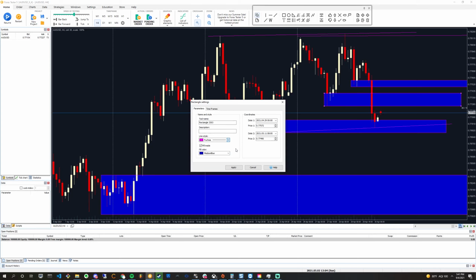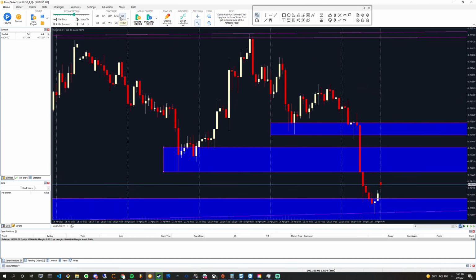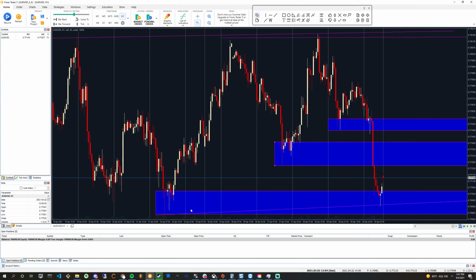What am I trying to do? I don't need to color this. I know what it means. All right, so if I go over here now to the 1 hour, zoom out a little bit, you can see that we got a lot of buying pressure down here.